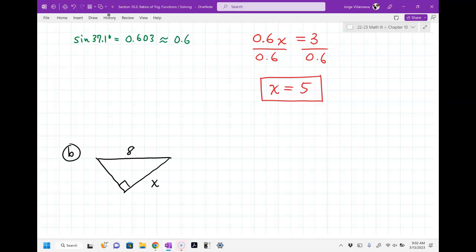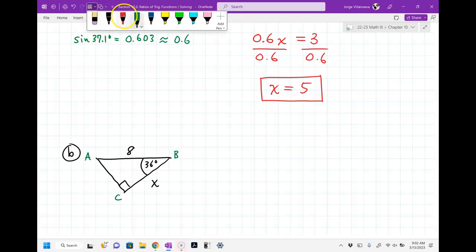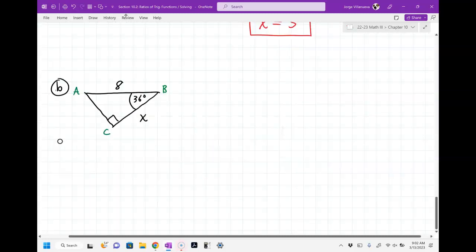There's an 8 here, an x here, and a 36 degrees there. They did label the vertices again. They called it A, B, and C like that. But it doesn't really matter that they labeled them. It's not a big deal. I'm just writing them out for us. Okay, so it looks like this.